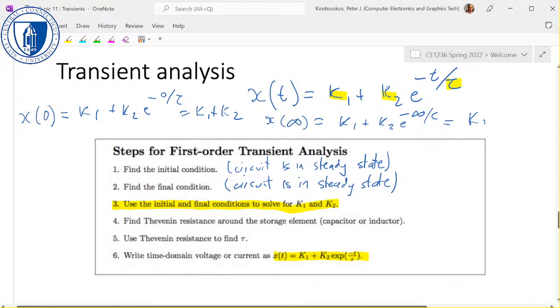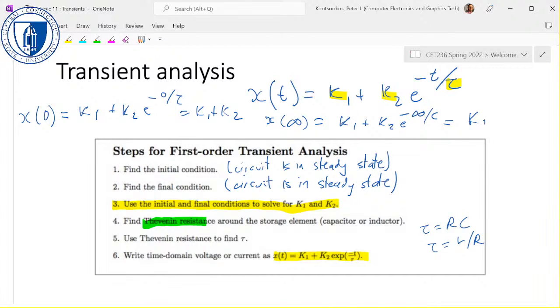Okay, so we find the Thevenin resistance around the storage element. Like I said, that can be complicated. For that example, it's not. And then if you've got the Thevenin resistance and you've got the inductance or the capacitance of the storage element, then you can use that to find tau, either tau equals RC or tau equals L on R, depending on whether the storage element is a capacitor or an inductor. And you've got everything you need. You've got K1, you've got K2, you've got tau. So you write X of t, whether X is a voltage or a current, as K1 plus K2 times e to the minus t on tau.